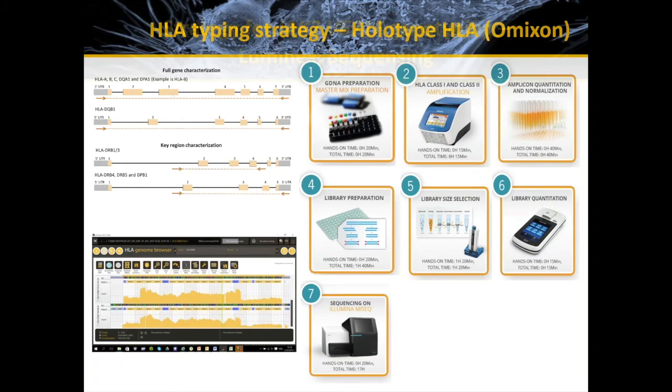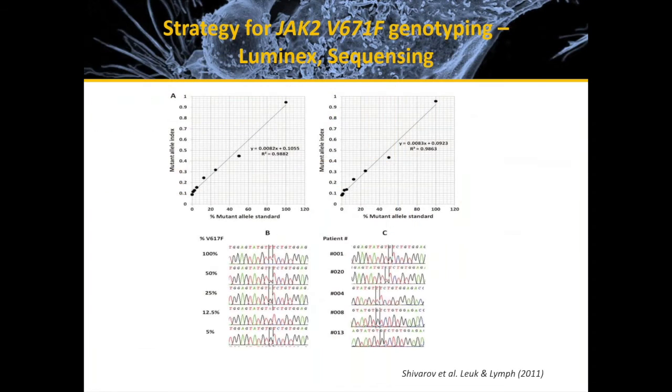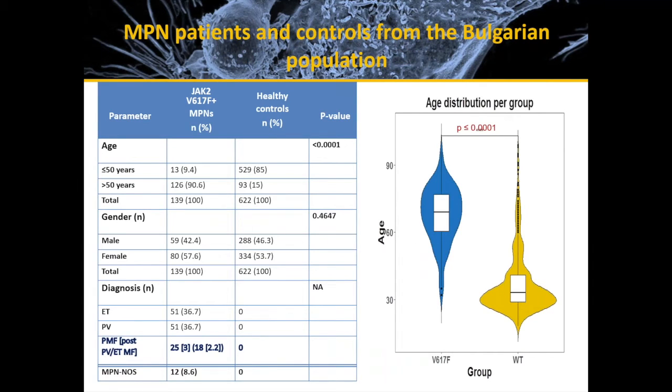Next one, our strategy for JAK2 V617F mutation detection included a Luminex-based approach that we developed and published previously. The sensitivity of the method was 0.1%.